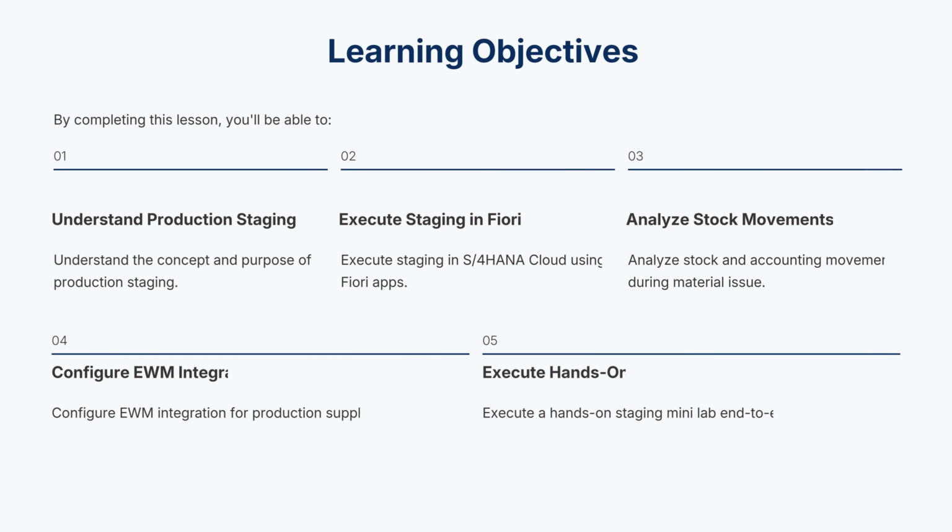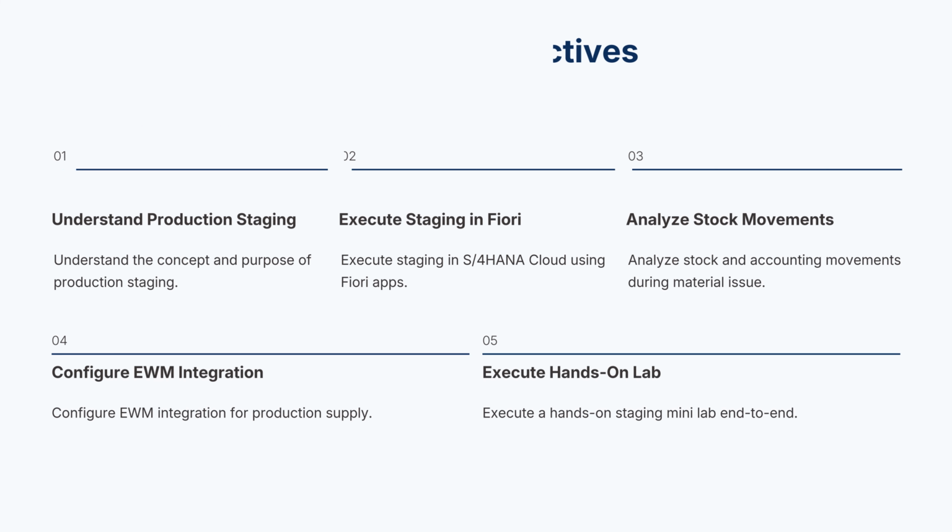By the end of this lesson, you'll be able to perform material staging for production orders, configure control cycles, analyze accounting postings, and validate integration between warehouse, production, and finance. You'll also complete a hands-on mini-lab to reinforce your learning.